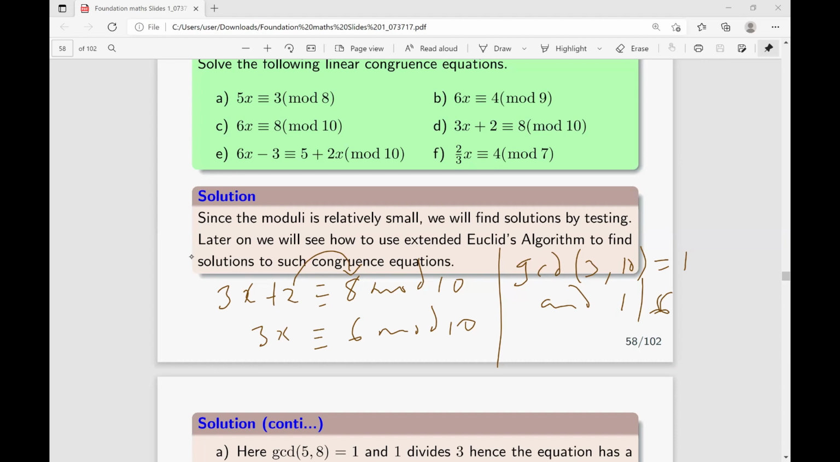We want to try and see. When you try, you'll find that the solution is 2, because 2 times 3 will be 6 mod 10. Is that okay? And that is the only solution. You try the rest, they will not be solutions.